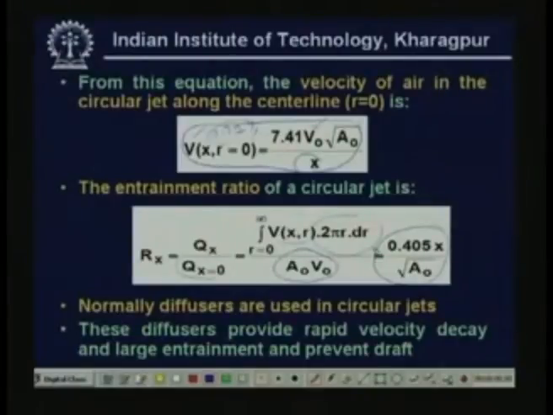Again, from this equation you can see that the entrainment ratio increases as x increases and the entrainment ratio decreases as A naught increases. Okay. Normally diffusers are used in circular jets. Normally you do not have hollow circular jets. What is the purpose of the diffusers? These diffusers provide rapid velocity decay and large entrainment and thereby prevent draft. Okay, so that is the reason why diffusers are used.